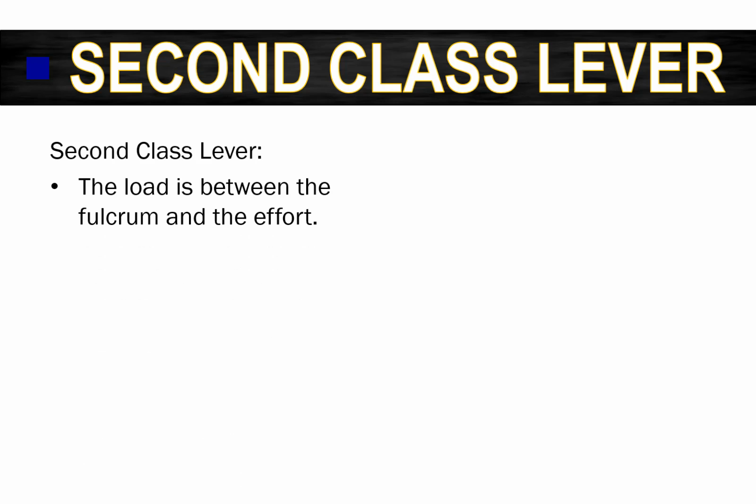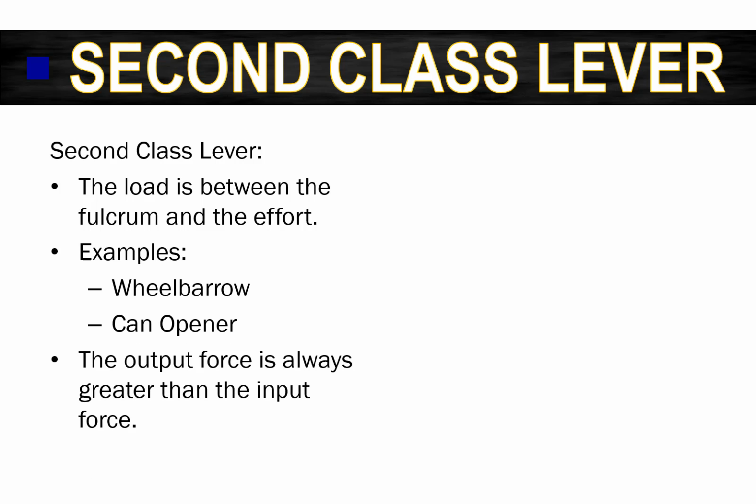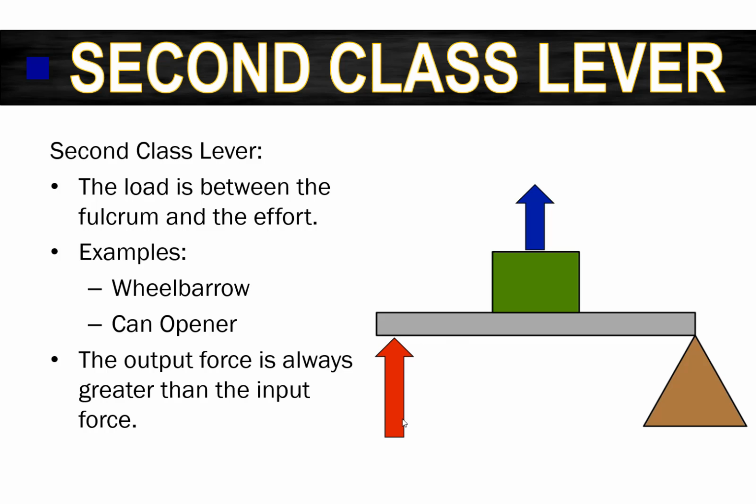Second class lever. The load is in between the fulcrum and the effort. Some examples: wheelbarrow, can opener. The output force is always greater than the input force. So when you're using a second class lever, you're pulling up from the bottom of the bar to lift the load. And the load is in between the fulcrum and the effort force.